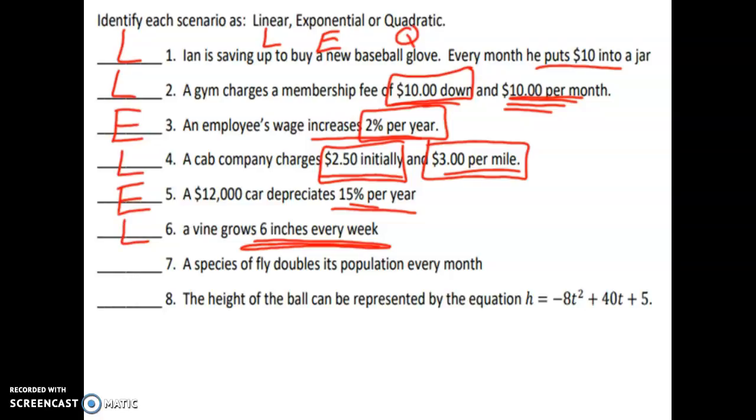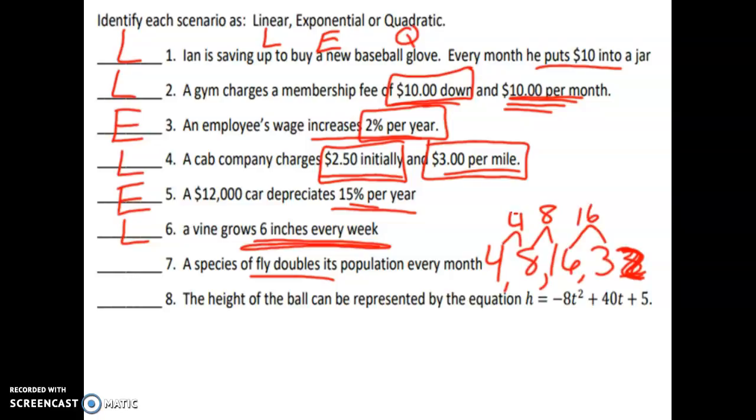But a species of flies that doubles its population every month sounds constant, but think about it. Let's say it started with 4, and then it doubles to 8, and then it doubles to 16, and then it doubles to 32. That's not increasing by the same amount, because if we were to look at this, it went up 4, it went up 8, it went up 16. These numbers aren't the same. It's actually an exponential because it's doubling every time.